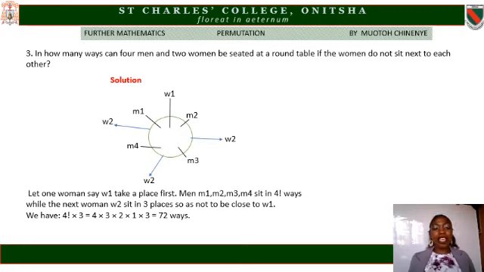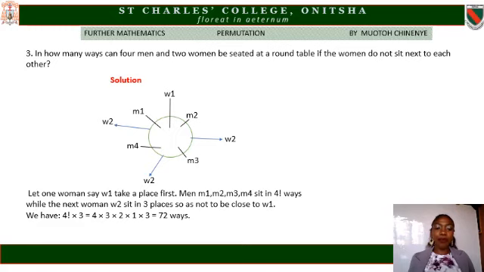Example 3. In how many ways can 4 men and 2 women be seated at a round table if the women do not sit next to each other? What does this question mean? This is a round table, and the women and the men are to sit on this table. But the women must not sit next to each other. That means they will not sit closer to each other. So how do you solve?